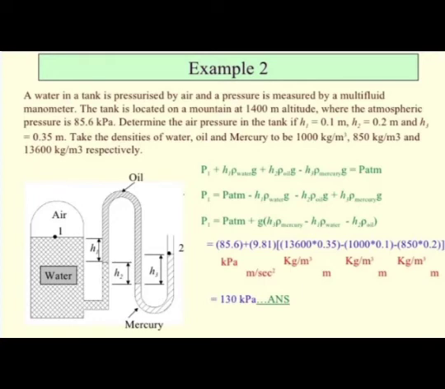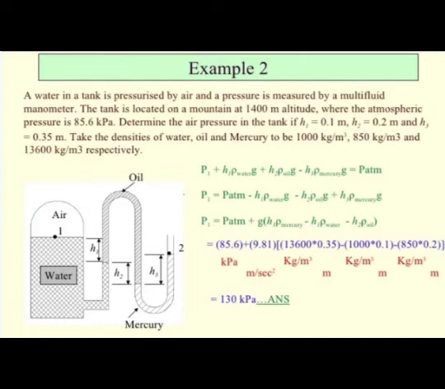So P sub 1 plus H sub 1 P water G plus H sub 2 P oil G minus H sub 3 P mercury G is equal to P atmosphere. So P sub 1 is equal to P atmosphere minus H sub 1 P water G minus H sub 2 P sub oil G plus H sub 3 P mercury G. So P sub 1 is equal to P atmosphere plus G times the quantity of H sub 3 P mercury minus H sub 1 P water minus H sub 2 P oil.